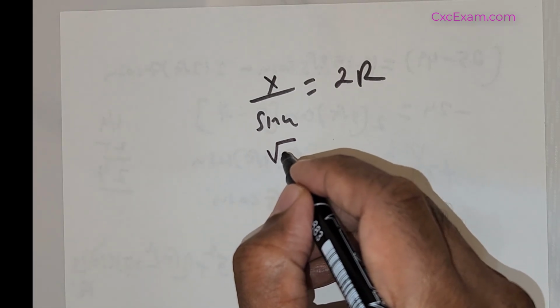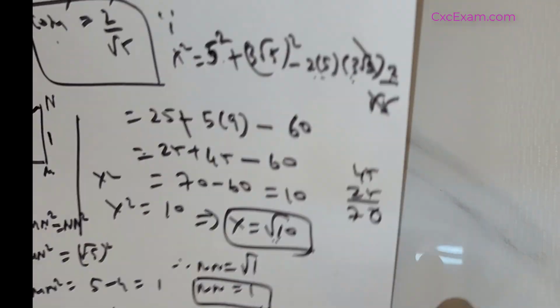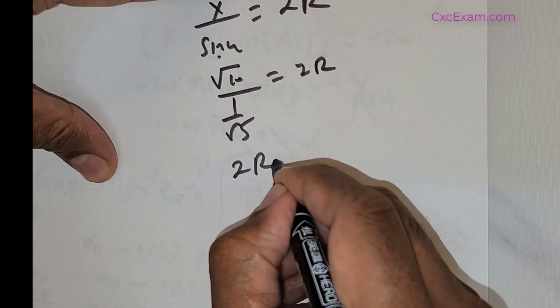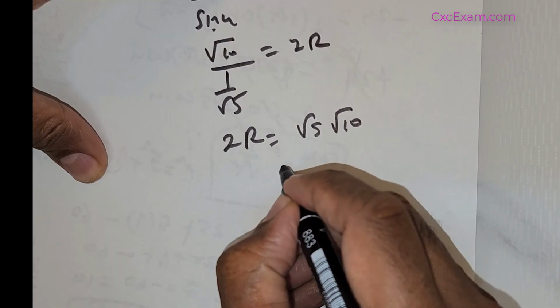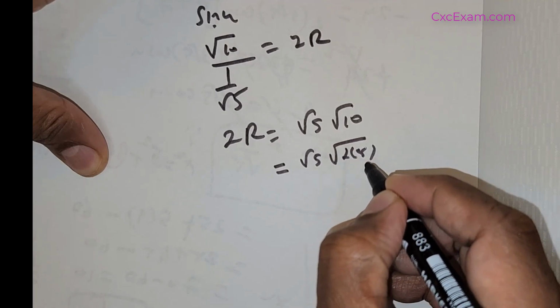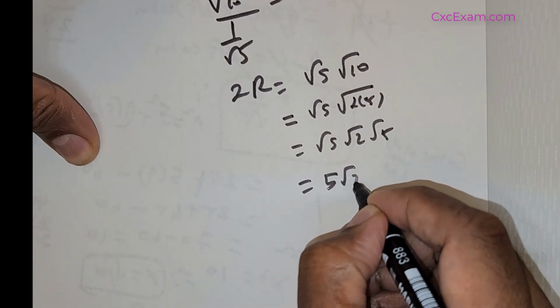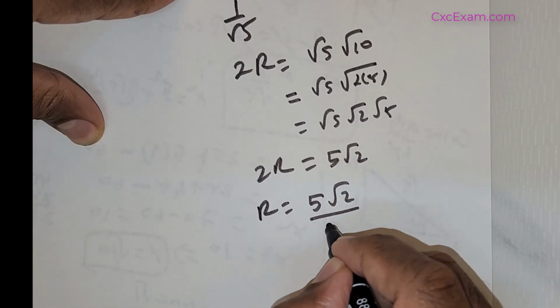I think we got the value as root of 10, and my sine u value is 1 over root 5, and this is equal to 2 times r. So 2 times r is equal to root of 5 times root of 10, and I'm going to rewrite this as root of 5 times root of 2 times root of 5, which is nothing but 5 times root of 2. This is 2 times r. So r is equal to 5 times root of 2 divided by 2.